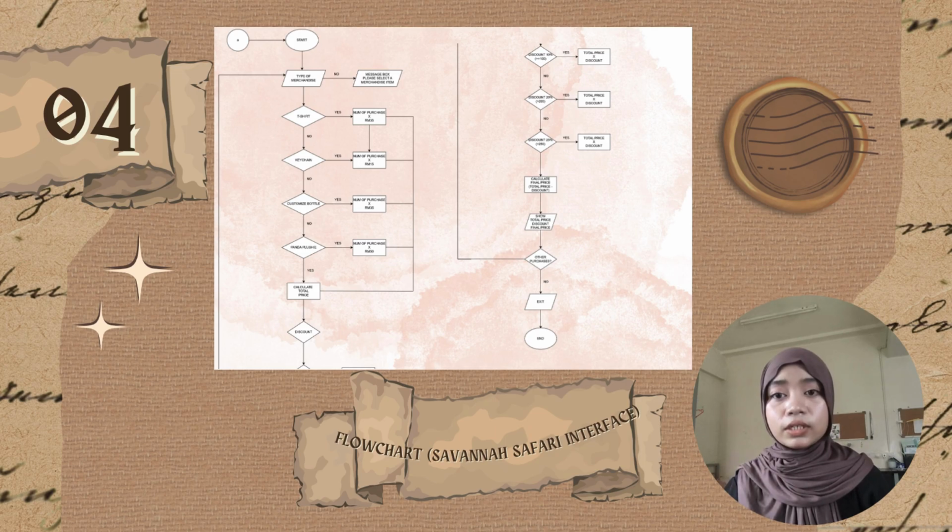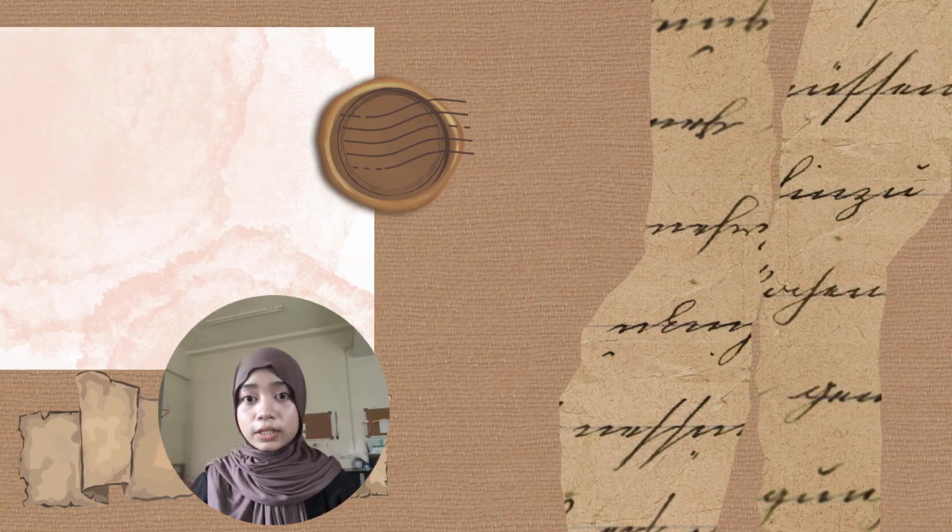Next, the decision, which is is there any other purchase. If no, it will go straight to exit. And if yes, it will go back to type of merchandise, which is the input.